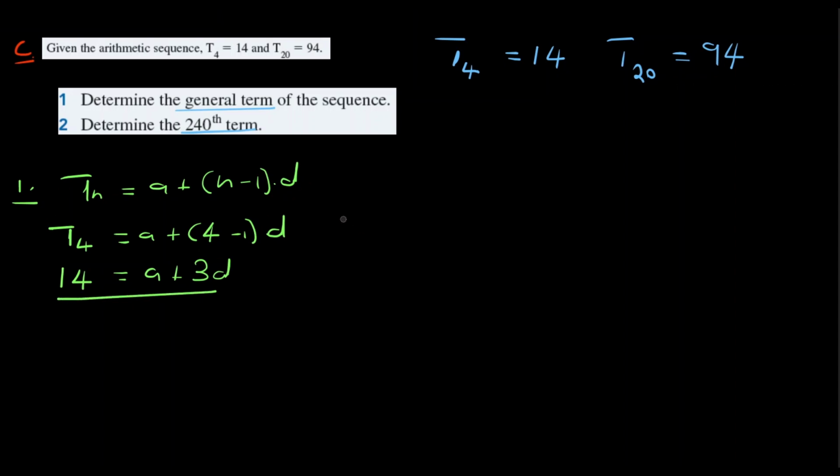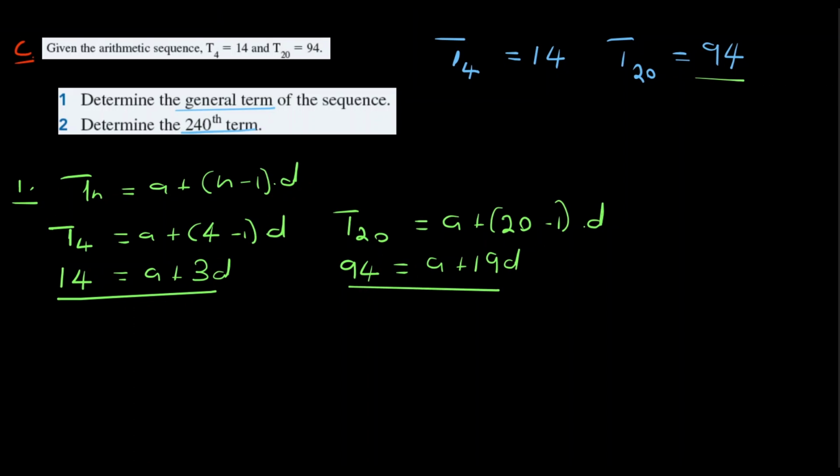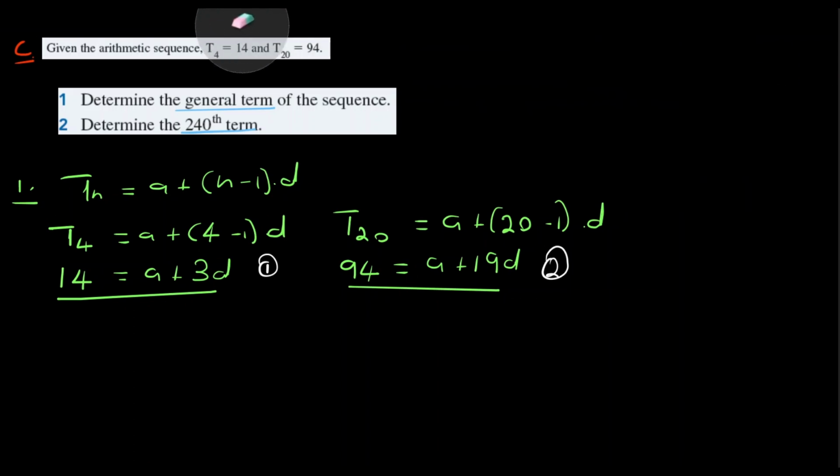So we do the same thing for T20, where we say T20 is a plus, the n for T20 is 20, minus 1 times d. And then we're told that T20 is equal to 94. You just substitute: 94 is equal to a plus 20 minus 1 times d, which is 19d. So you can see that really we have two equations, and we can easily label our equations if you wish. Equation 1 and equation 2.